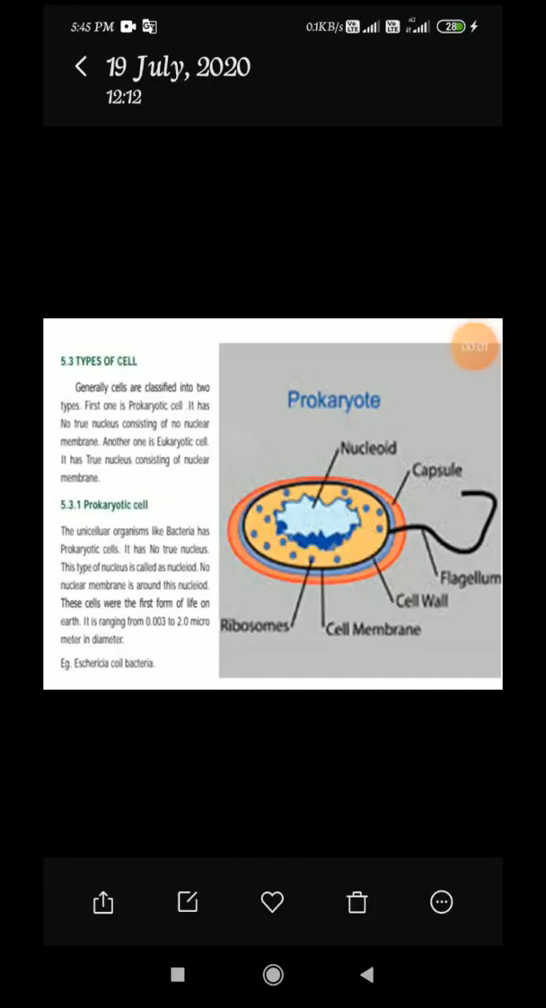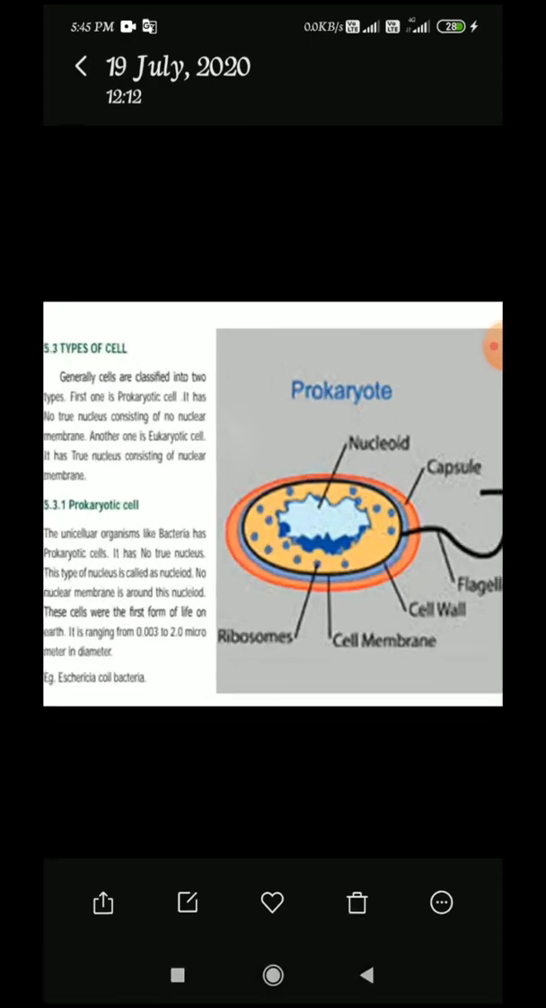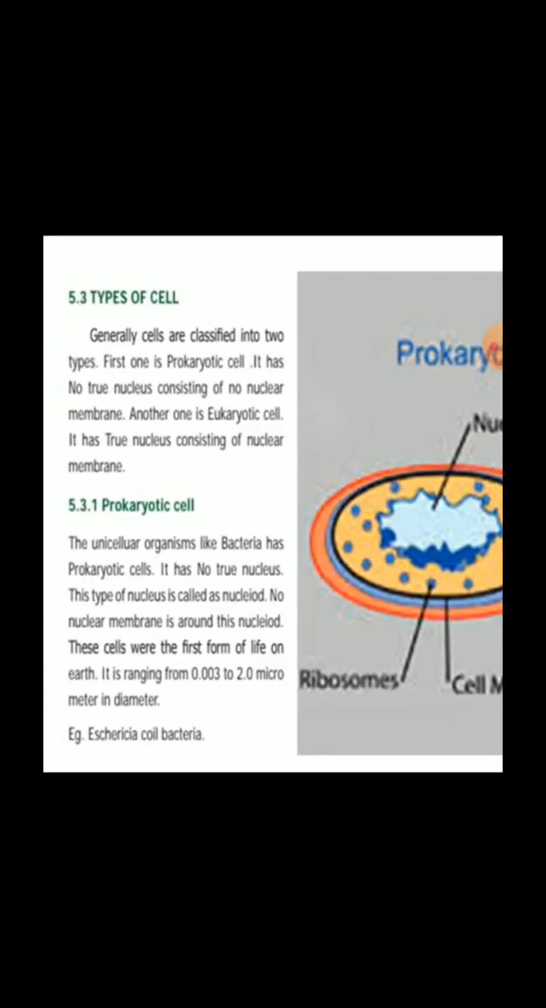Children, yesterday we saw the discovery of the cell, size of the cell, structure of the cell, shape of the cell and number of the cells, right? Okay, today we are going to learn the types of cells. Generally, cells are classified into two types. The first one is the prokaryotic cell and the next one is the eukaryotic cell.